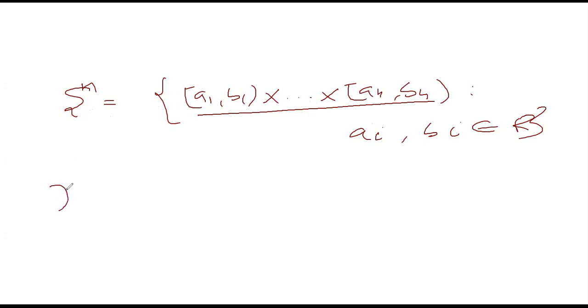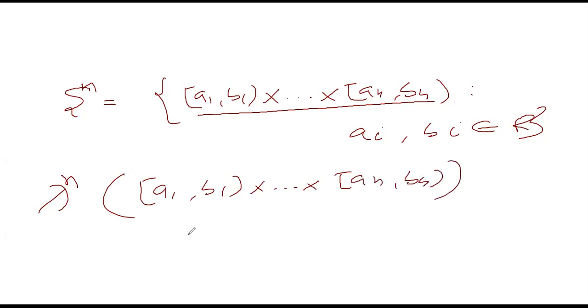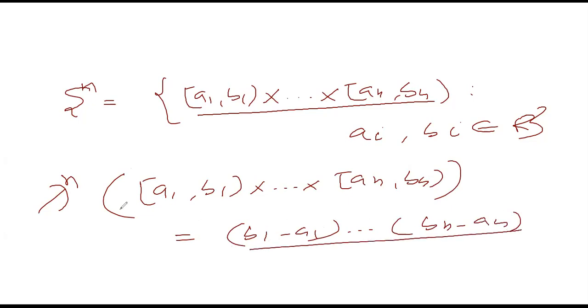Now we define a set function on this collection by lambda_n of the product of (a_i, b_i] equal to (b_1 minus a_1) times ... times (b_n minus a_n), the product of these lengths. It's just a notation, lambda_n, not lambda power n. It is the notation for the n-dimensional Lebesgue measure.